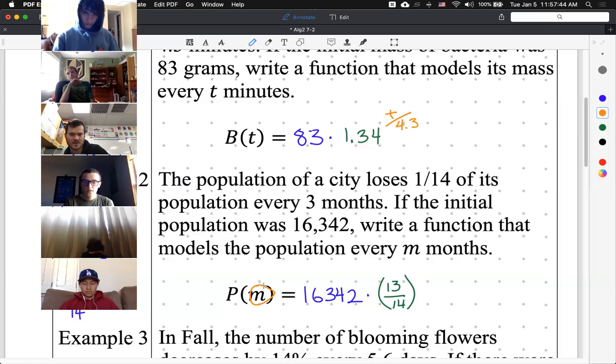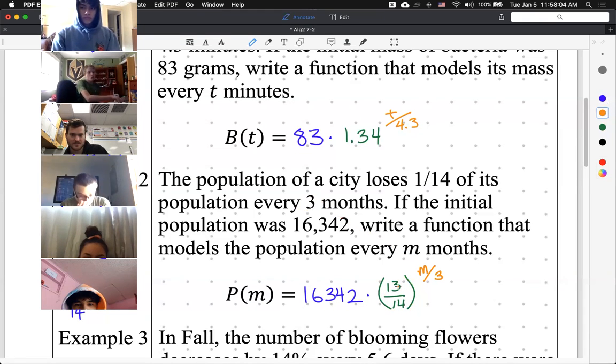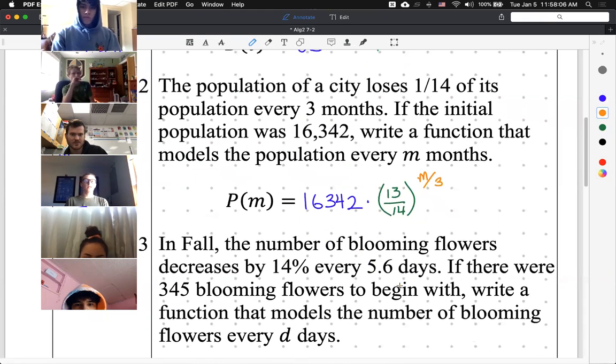Remember that our variable is m, and then how am I going to use the 3? Andres? M over 3. M over 3. And you're correct. Let's make sure that that makes sense. So that means if I plug in 3 into the value of m, 3 over 3 is 1, and then we have the correct scale factor. So that works. Perfect. All right, on to example number 3.